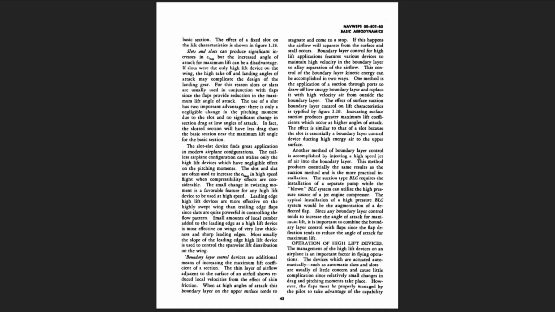Another method of boundary layer control is accomplished by injecting a high-speed jet of air into the boundary layer. This method produces essentially the same results as the suction method and is the more practical installation. The suction type BLC requires the installation of a separate pump, while the blown BLC system can utilize the high pressure source of a jet engine compressor. The typical installation of a high pressure BLC system would be the augmentation of a deflected flap.